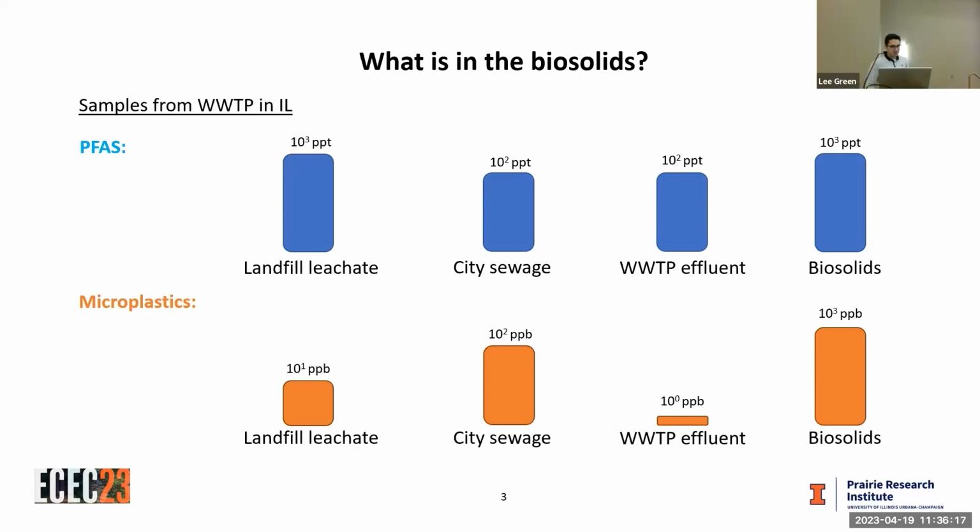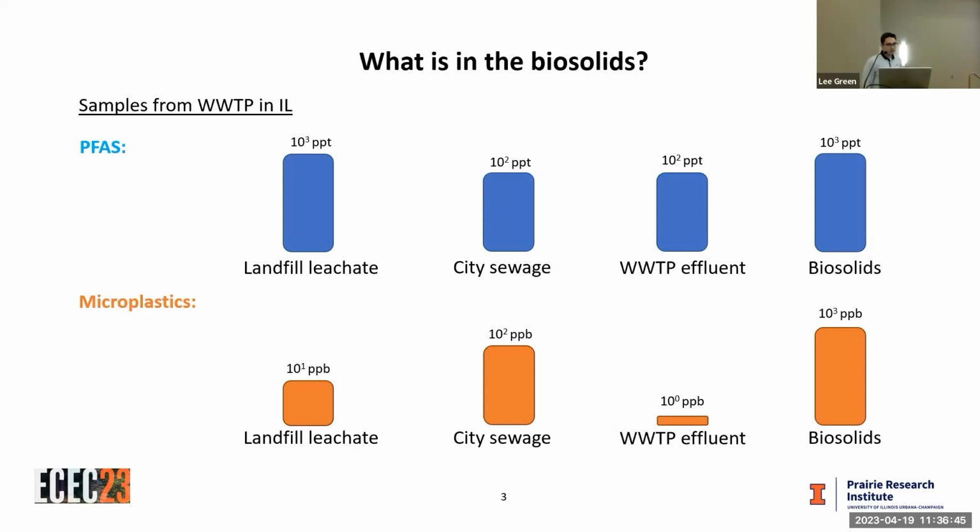So in general, we found in the landfill leachate about 1,000 parts per trillion of PFAS. Then in the city sewage, 100 parts per billion. Now after it passed the treatment, we find lower concentrations in the effluent, 100 parts per trillion, and then 1,000 parts per trillion in the biosolids.